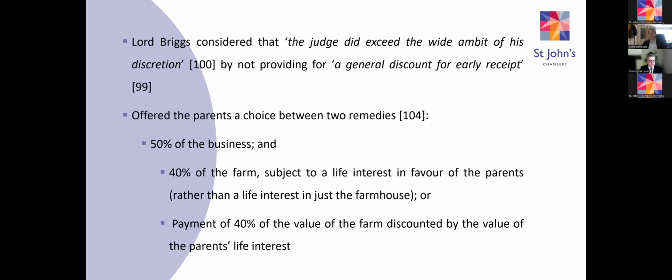Or, if his parents wanted to achieve an entirely clean break, he would receive 40% of the value of the farm, discounted by the value of his parents' life interest. Therefore, although Lord Briggs didn't deviate hugely from the remedy awarded at first instance, he did give at least greater weight to the acceleration of the relief.